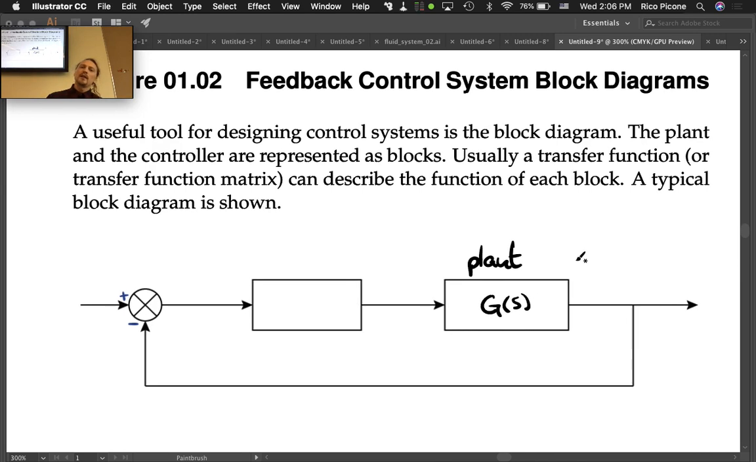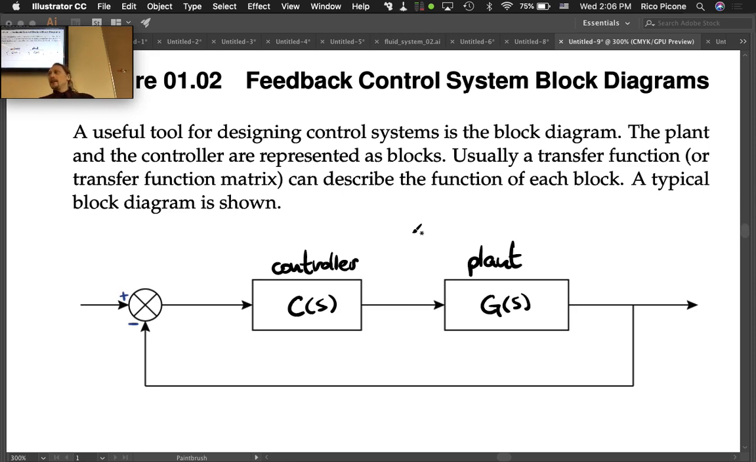And we're going to also have a controller. So this one is our controller, and it has transfer function C of s. Not every controller has to have a transfer function defined. If it's nonlinear, then there is no transfer function definition for it. If it's based on fuzzy logic or machine learning, then it's not going to have a transfer function associated with it.